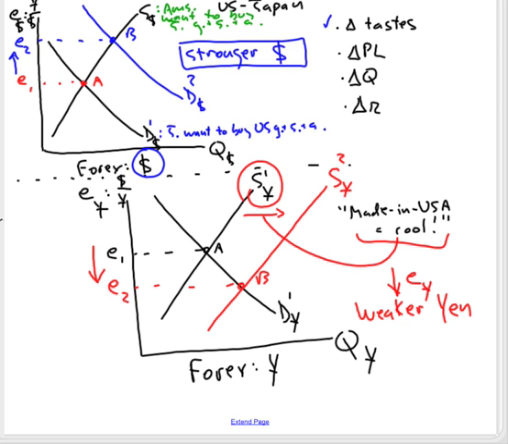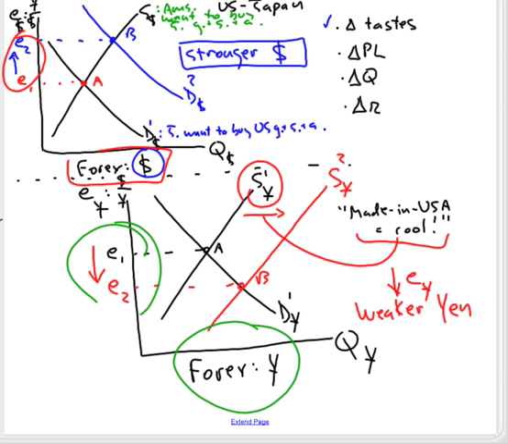Now, as I say, these are equivalent points. If you're asked what happens to the exchange value of the dollar when made in America becomes cool, draw the top graph. Draw the foreign exchange market for dollars and show that the exchange value of the dollar rises. If you're asked what happens to the yen when Japanese people want more American-made goods, services, and assets, draw the market for yen and show that the exchange value of the yen fell. Stronger dollar, weaker yen, two ways of showing the same change.